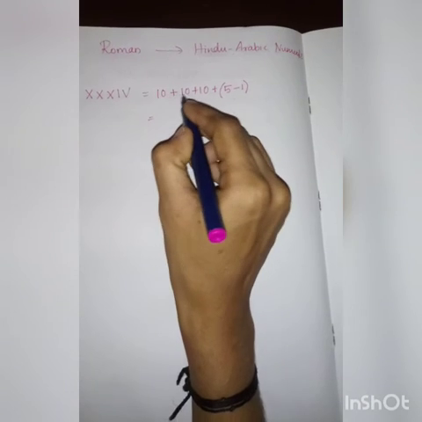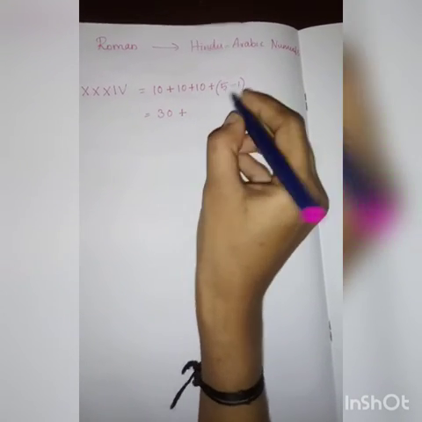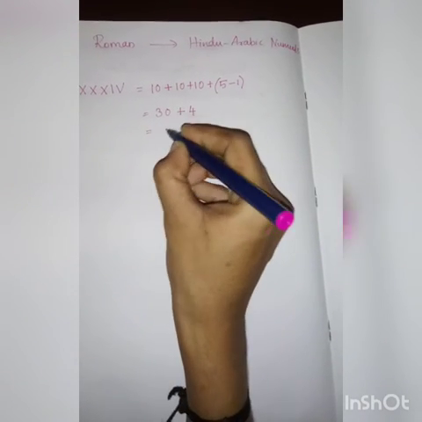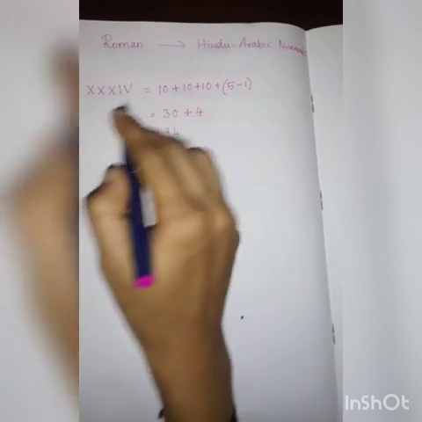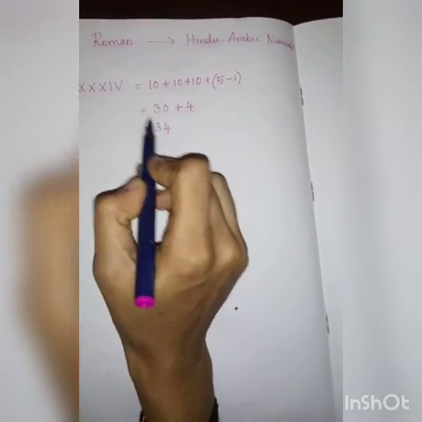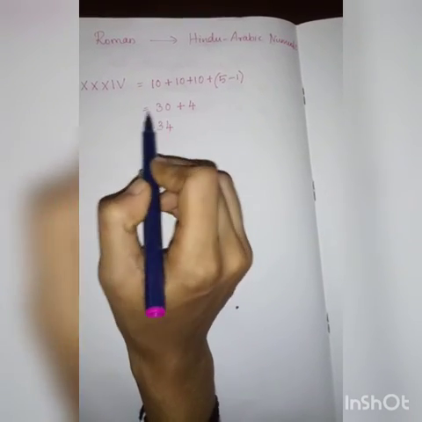Now, 10 plus 10 plus 10 is 30, plus 5 minus 1, which is 4. Then after that 30 plus 4 is 34. So, XXXIV is the Roman numeral for the Hindu-Arabic numeral 34. So, 34 is your answer.